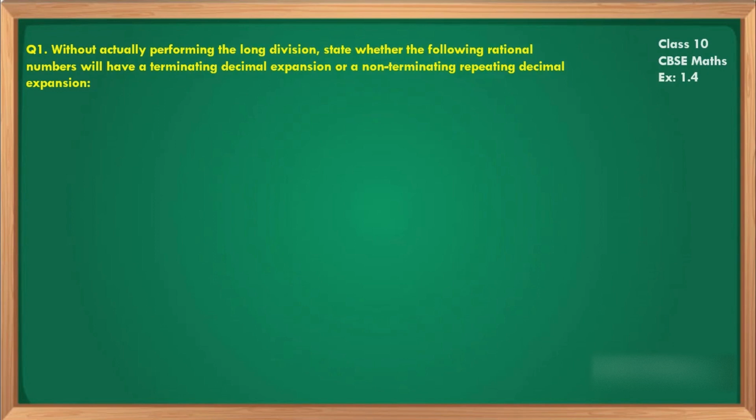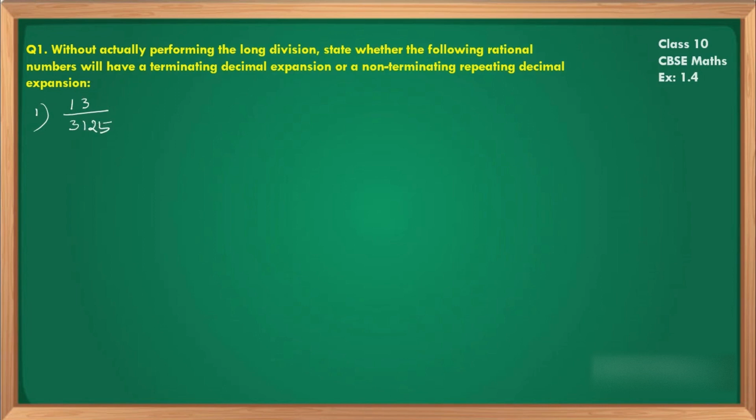Hi students, now we are going to start exercise 1.4, question number 1. In question number 1 we have 10 sub-questions. The first question is 13 by 3125. This is the first question, 13 divided by 3125.